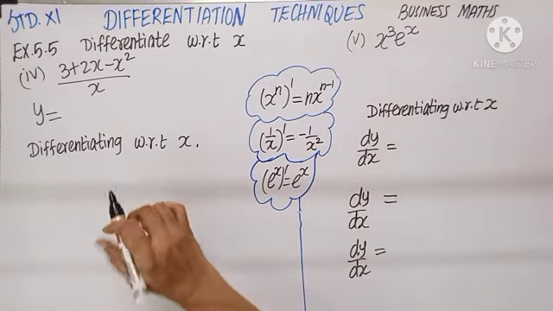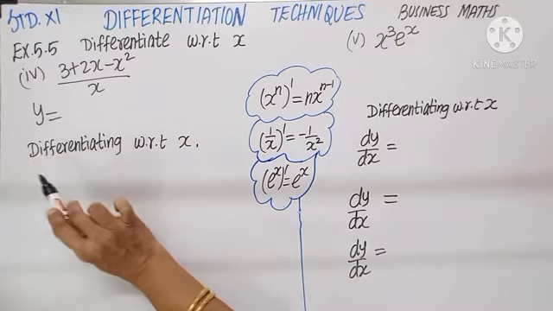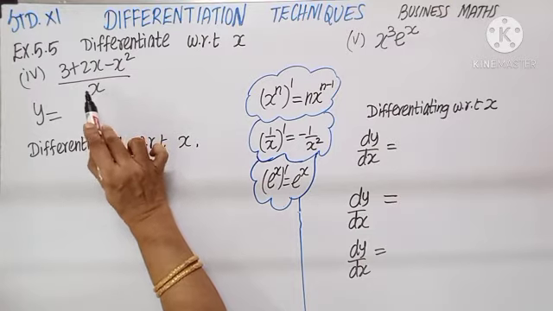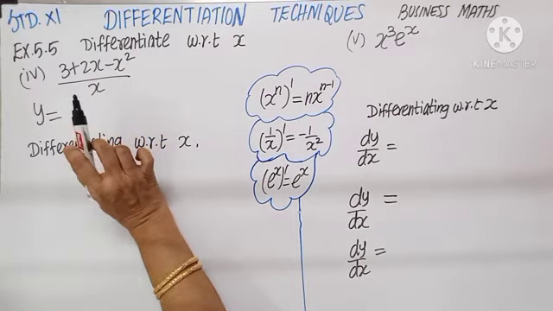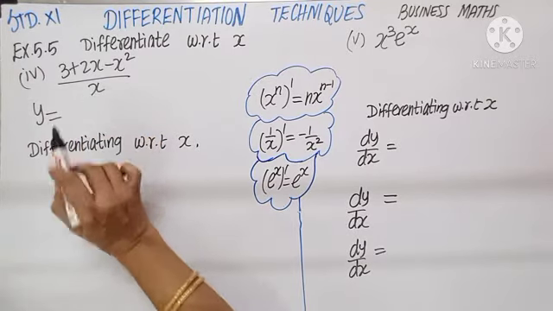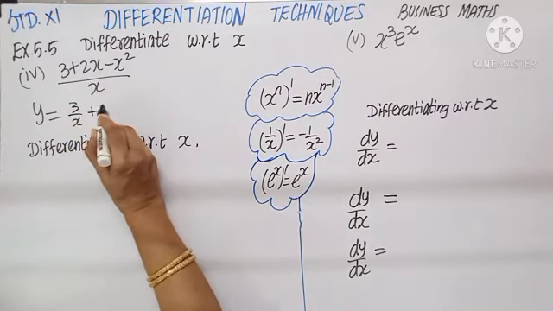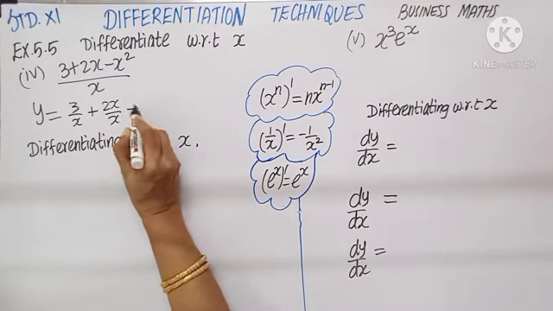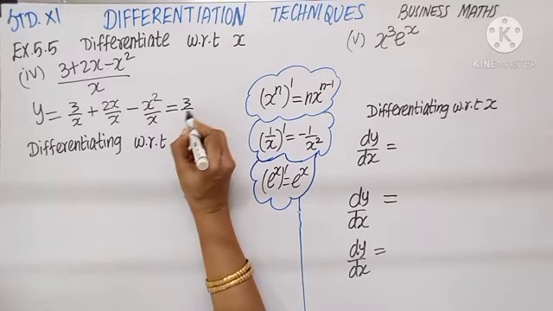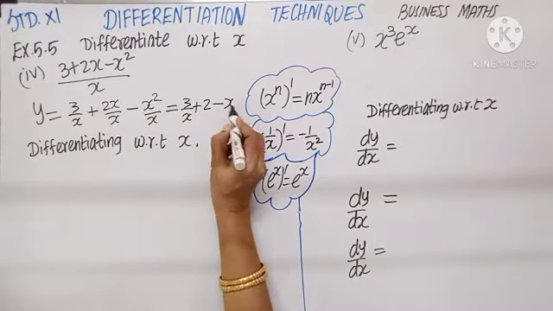Subdivision 4: 3 plus 2x minus x squared by x. When I consider y, the denominator is having a single term. Remember, you can split it. Whenever the denominator is a single term, split it. So first term by denominator plus second term by denominator minus third term by denominator. That is 3 by x, x cancels 2, x squared by x is x.